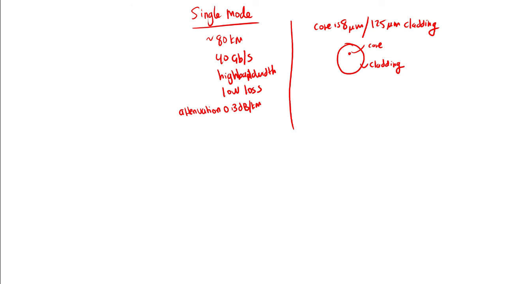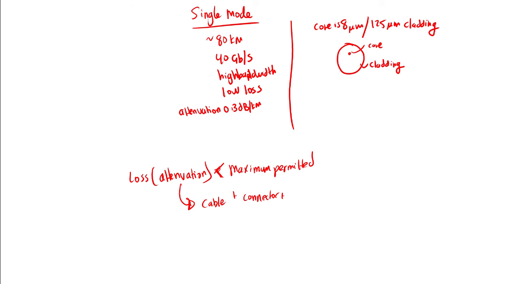So, having said that, when we do an installation, we can measure the loss or attenuation. And then we have to make sure that it's less than the maximum permitted. And we can calculate this as a cable plus the connector plus the splice.